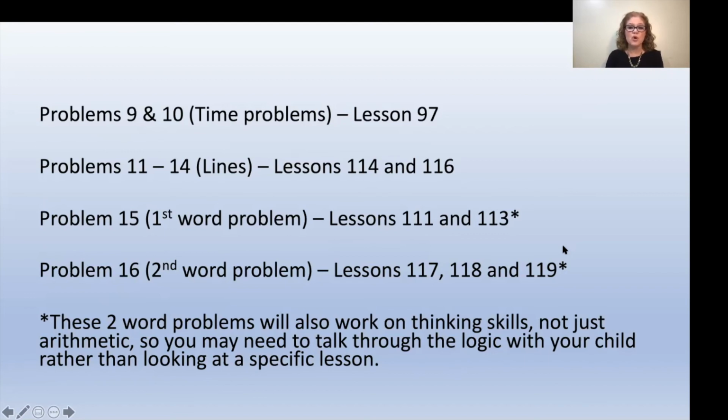Now, both those word problems are also going to be working on thinking skills, not just arithmetic. So you may actually need to just talk your child through the logic rather than looking at a specific lesson, or maybe in addition to looking at a specific lesson.